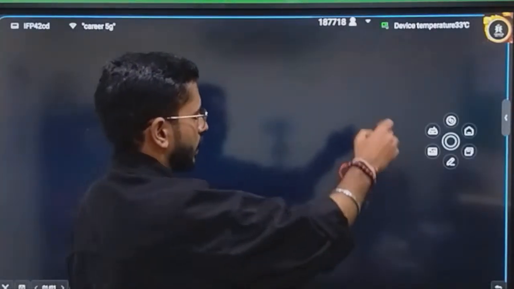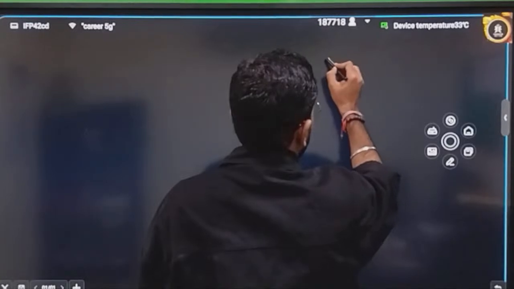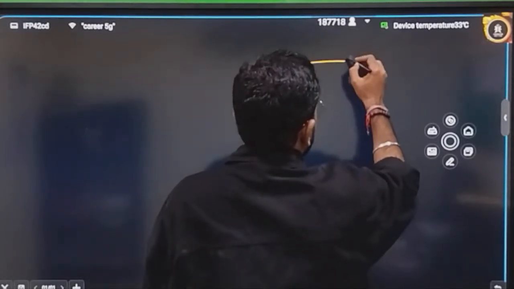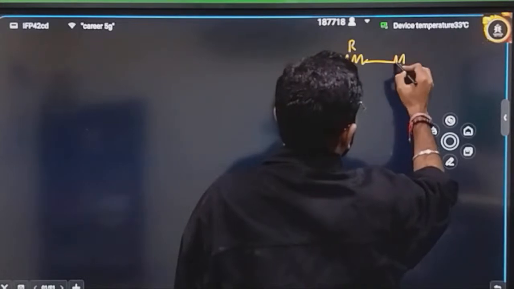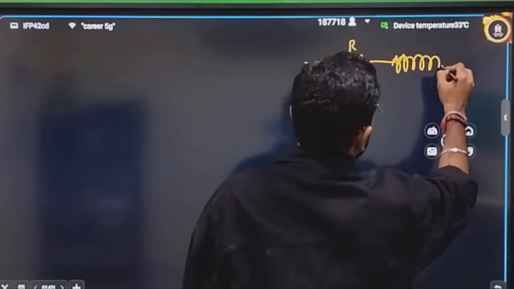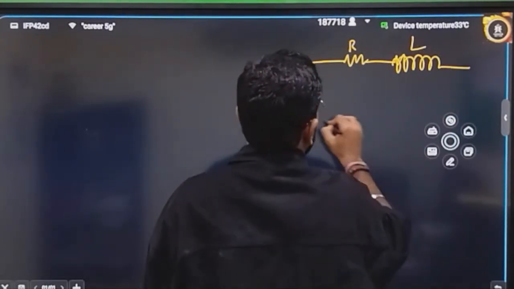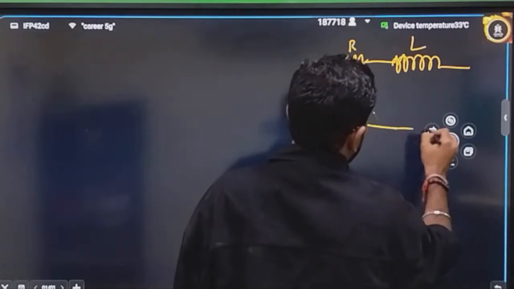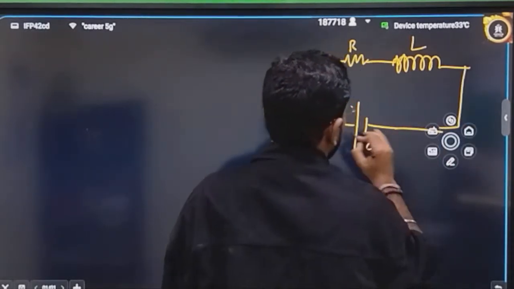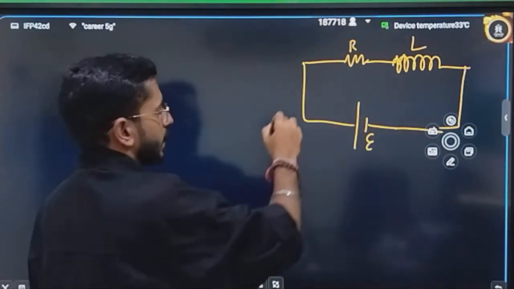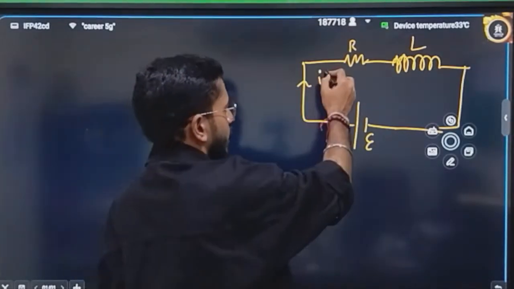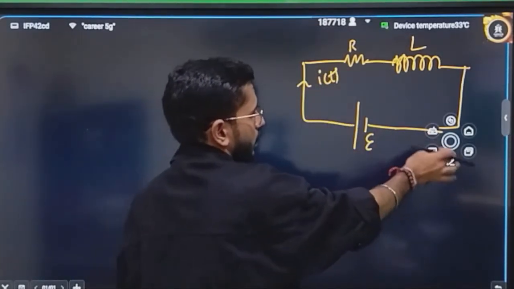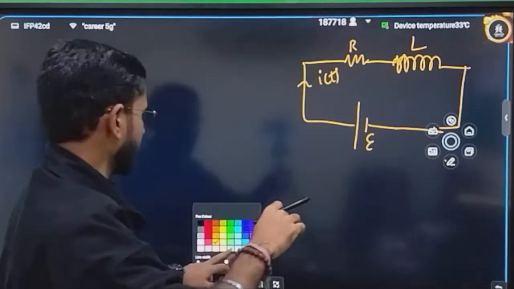If I redraw that diagram, I thought I remembered that one was a resistor. If I am wrong, please correct me. Then there was an inductor, which is shown like this. Then there was a battery of EMF E, and some current was flowing through it. At any time t, this is the current that is flowing. This is the general current equation that you can write.